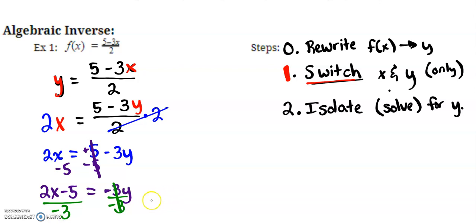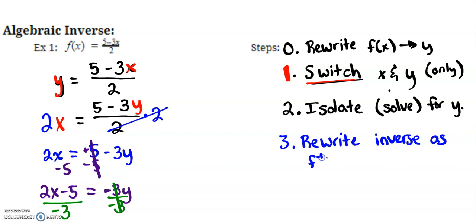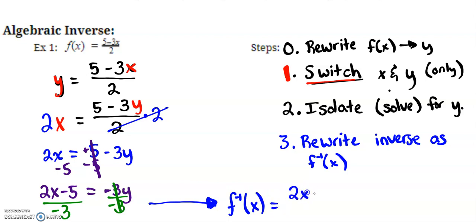And so then what I'm going to end up with is, and if you want to call this our third step, you're going to rewrite the inverse as f inverse of x. So what is the final thing we get here? Well, instead of y equals something, we're going to have f inverse of x equals the fraction 2x minus 5 over negative 3.